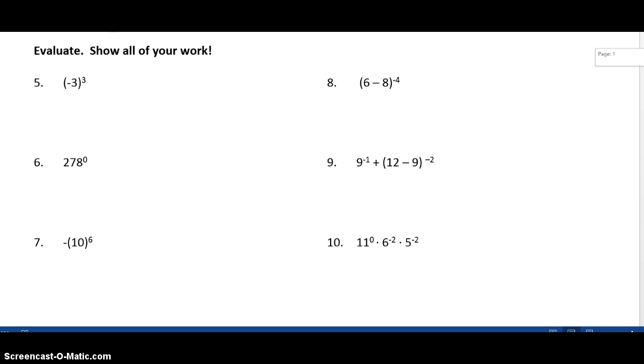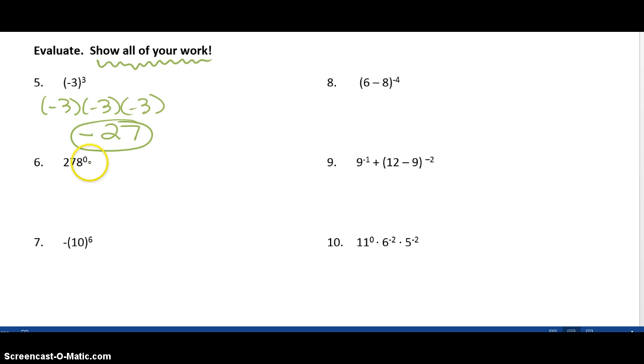The next section we're asked to evaluate, and we need to show all of our work. Sometimes we're not so good at that, so make sure you show all of your work. This first one is negative 3 in parentheses to the 3rd, so it's just like saying negative 3 times negative 3 times negative 3. Negative 3 times negative 3 is a positive 9, times negative 3 is a negative 27. So negative 27 is our final answer there.